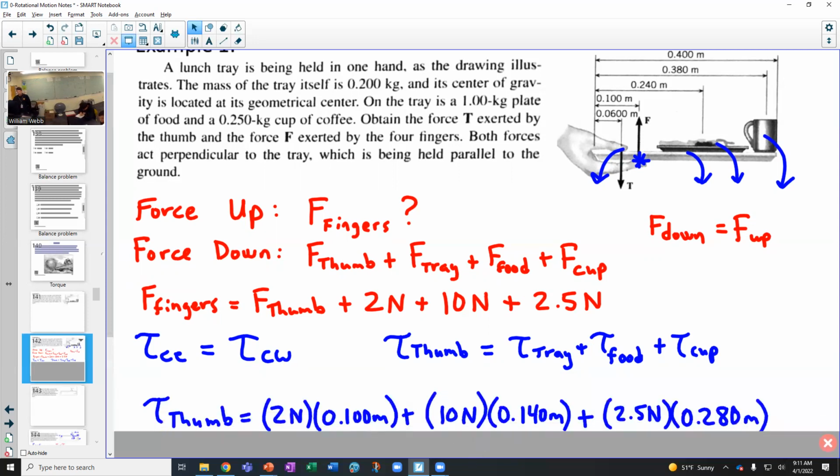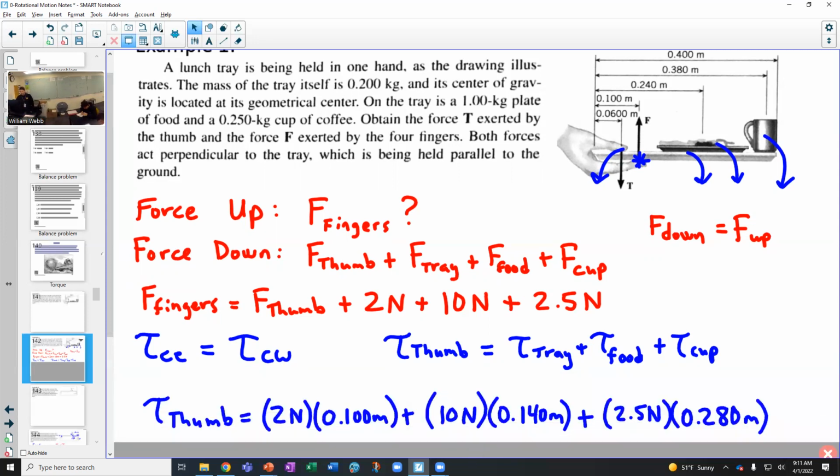All right, so if we start plugging in the values, this gets a little tricky, so I want to make sure we don't get confused here. Just tricky in terms of determining what distances I use. So the thumb is what we don't know. We're trying to find that. But we know that the tray itself has 2 newtons of weight. It was the 0.2 kilograms times 10. Its center is 0.1 meters from the fingertips.